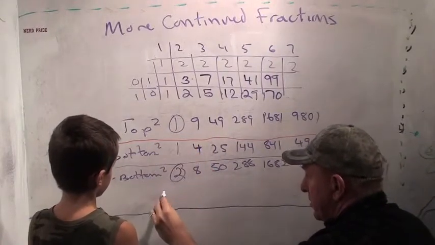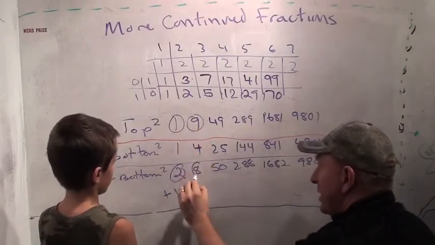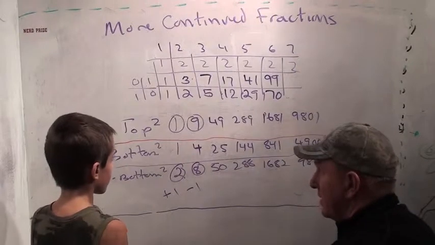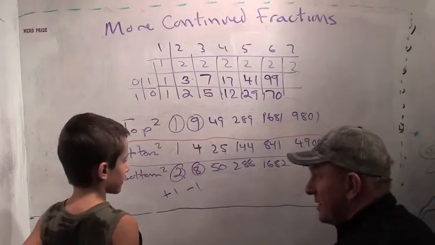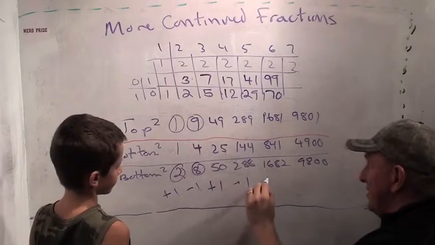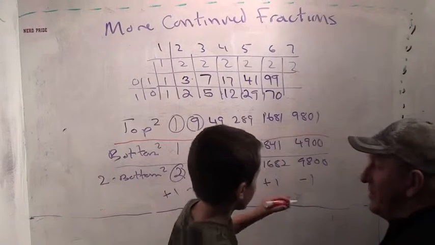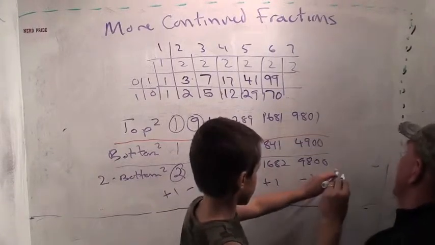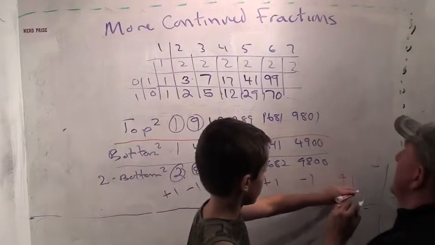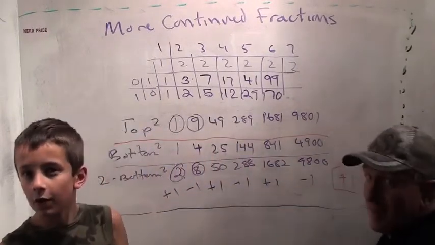Okay, now let's look at the top squared and the bottom squared. 1 and 2, so the bottom is plus 1. 9 and 8, the bottom is minus 1. 49 and 50, the bottom is plus 1. Plus 1, minus 1, plus 1, minus 1. Isn't that interesting? We think the next one's going to be plus 1.